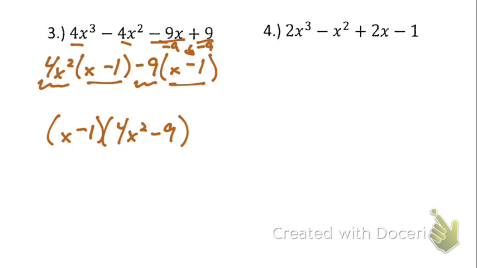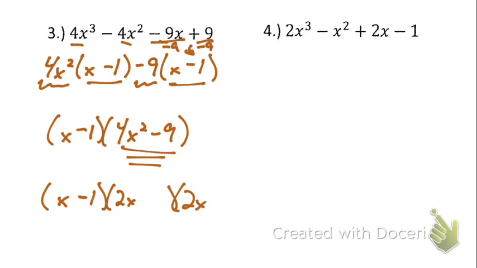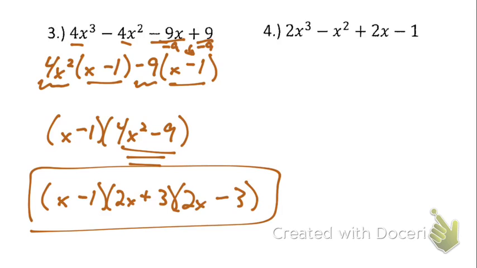And I'm about to circle it, but wait, this is a difference of two squares. You can keep factoring it. Why not? Let's keep going. So I have x minus 1, and since this is a difference of two squares, 4x squared is the square of 2x. 9 is the square of 3. Put a plus in one, a minus in the other, and now I'm finished. Feel great about it too.